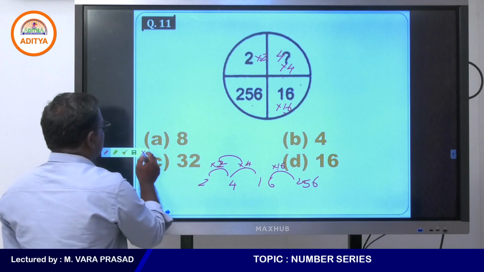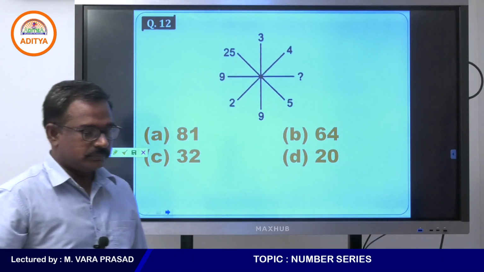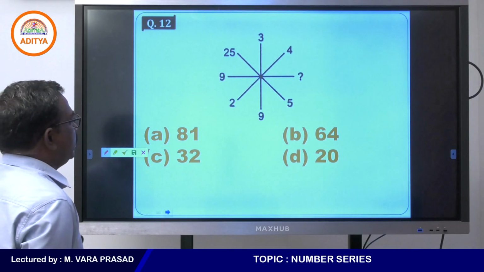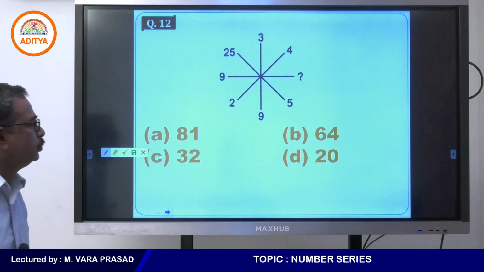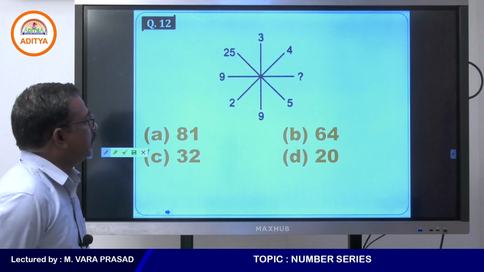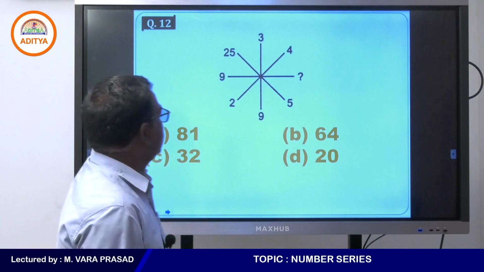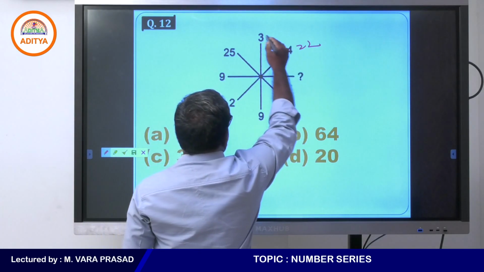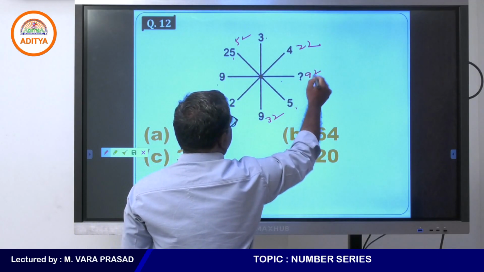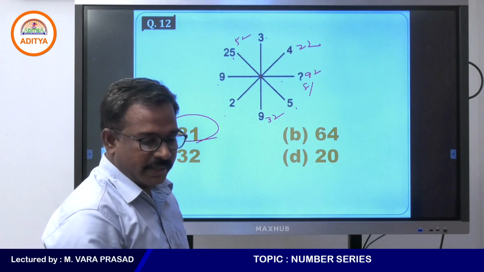Very good. One more example I will give, see this one. 9, question mark, 2, 4, 5, 25, 3, 9. So what answer will we get here? If you take this, 2 square is 4, 3 square is 9, 5 square is 25, so 9 square you will get, that is 81.